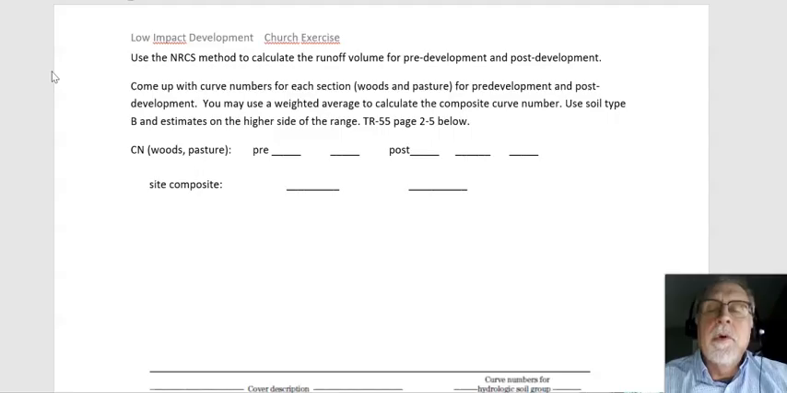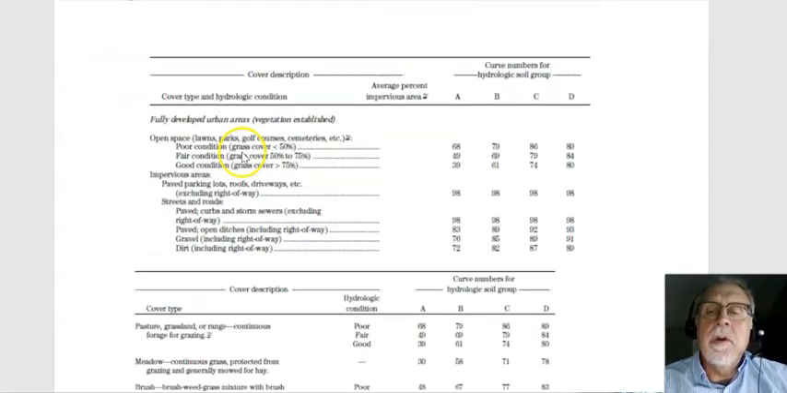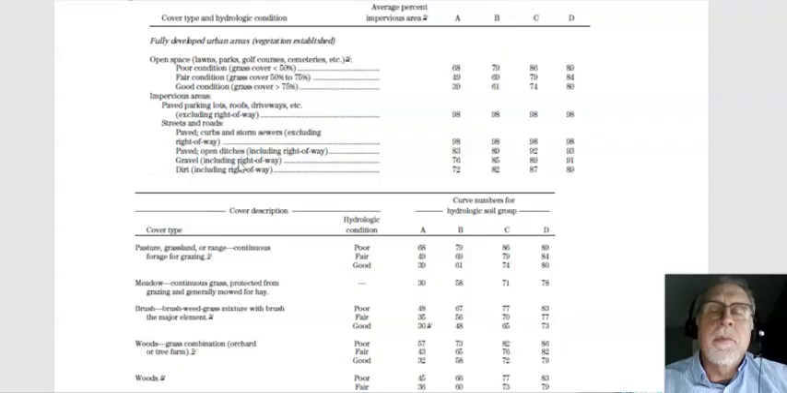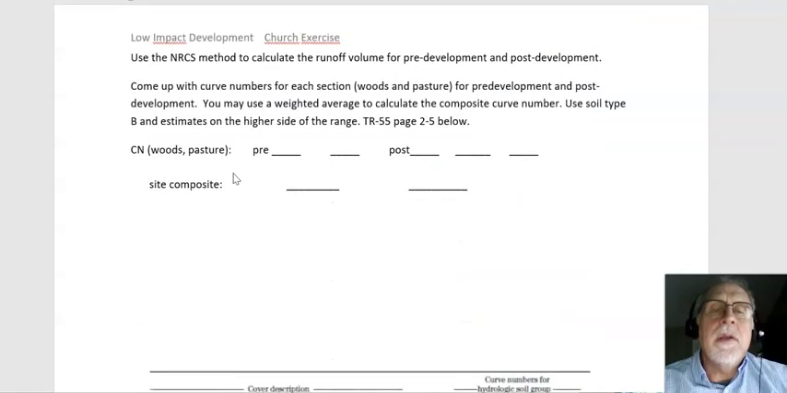Remember, we have the woods and pastures for the pre-development, and post-development we have the one side where we have a building and some lawns, and then the other side is paved. So what numbers do we use? I have a couple tables down here. There are a lot of other tables available we can use, and we may get some help from the method.